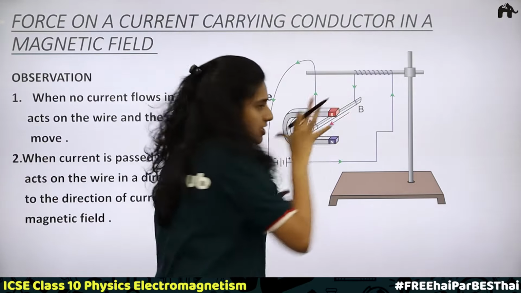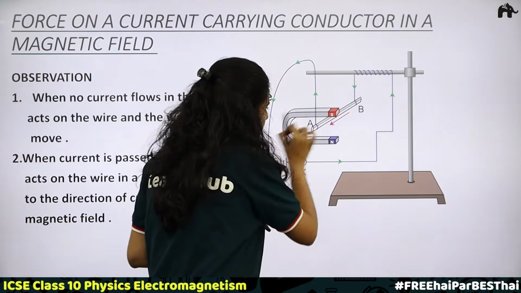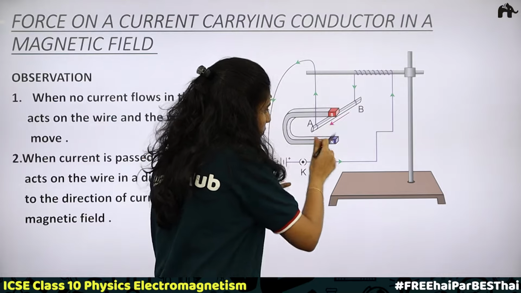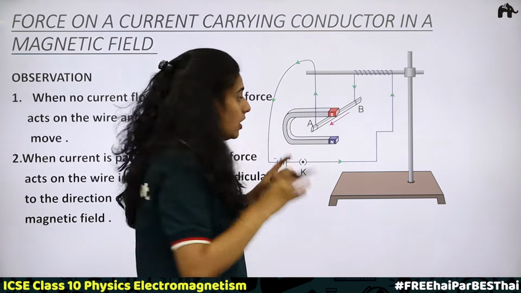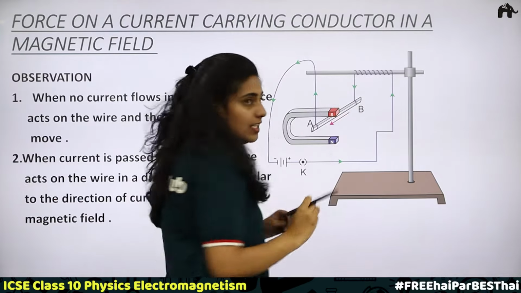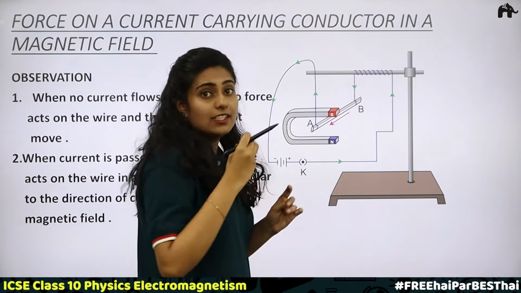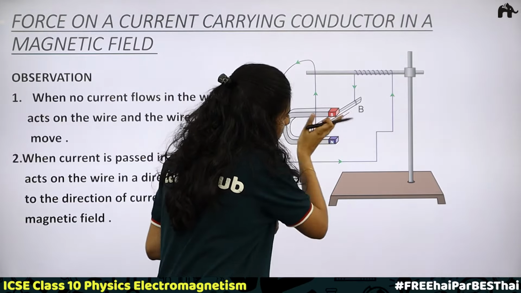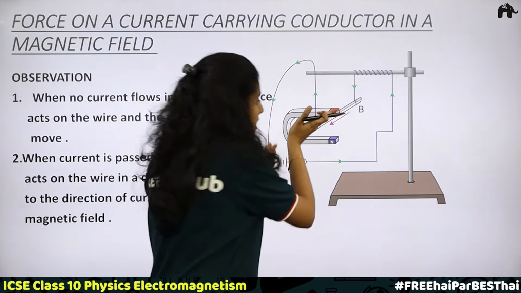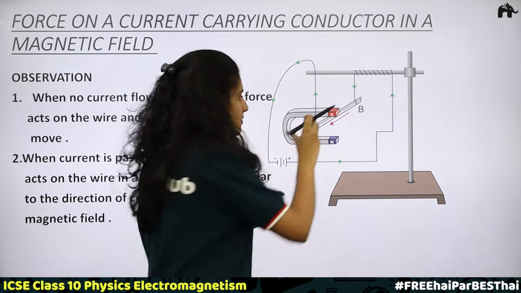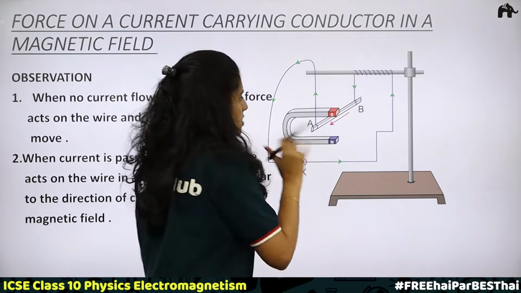A magnetic field is produced by the horseshoe magnet from north pole to south pole. Due to the effect of this magnetic field and the current flowing through the wire, a force is created, and this force makes the wire AB deviate from its position. That is, it will start moving in a different direction. So this is your experiment.